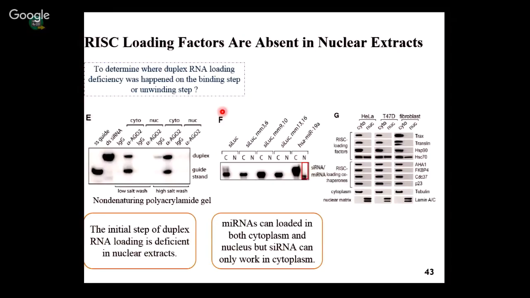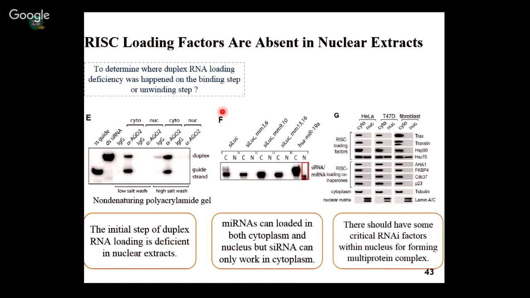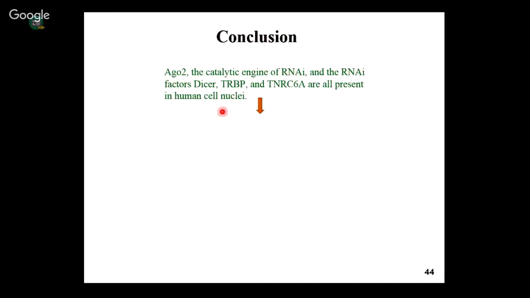Because several proteins are implicated in AGO2 loading and RISC maturation, they performed a Western blot to detect their presence in isolated nuclei. Surprisingly, these loading factors were all exclusively cytoplasmic. The only exception is HSC70, a protein that functions in opening AGO2 so that the RNA can bind. So this result shows that there may be some critical RNA factor within the nucleus for forming the multi-protein complex. And next, we move to the conclusions.